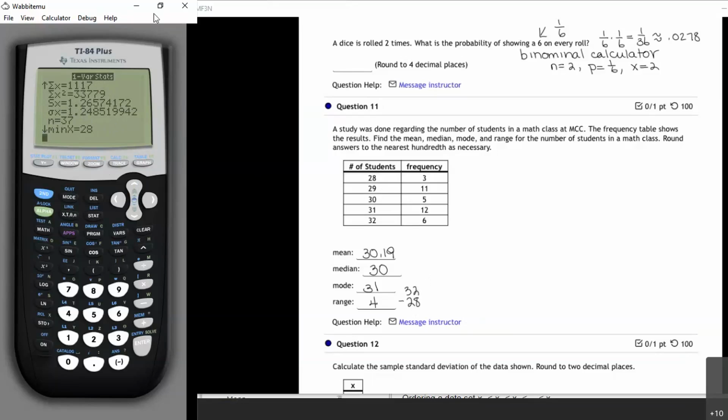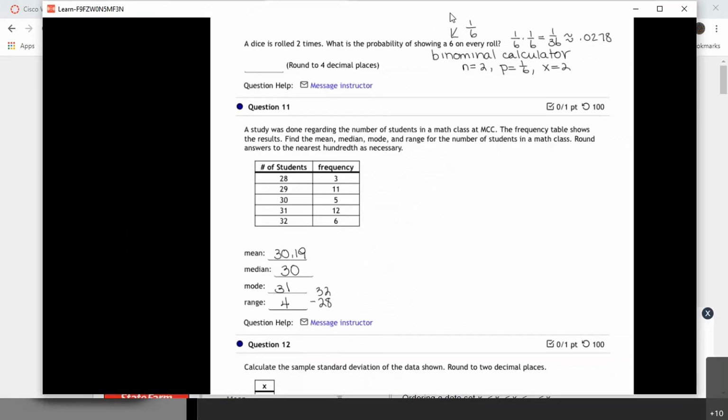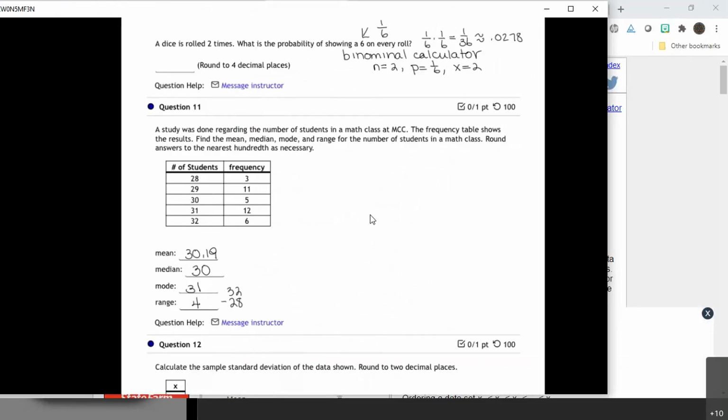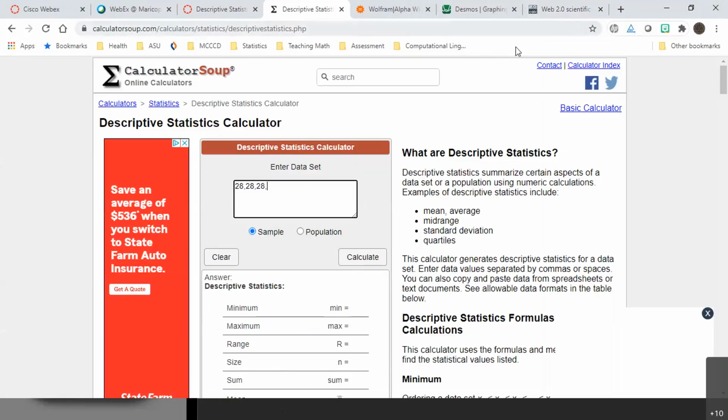Let me minimize the TI and move over here. The next question again is just asking for a sample standard deviation. So what I would try to do is to type these values into my online calculator or my TI and use the one variable stats. I'm going to show you this one since I don't have to type a lot of repeated numbers.